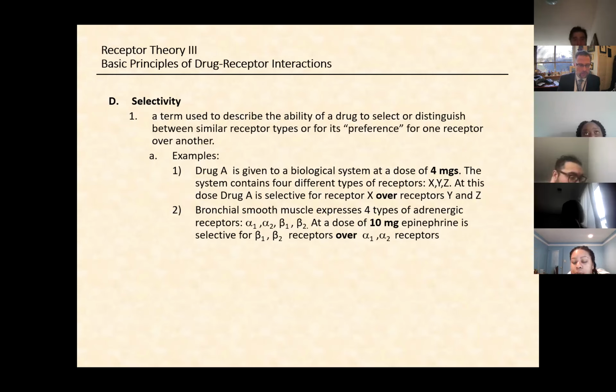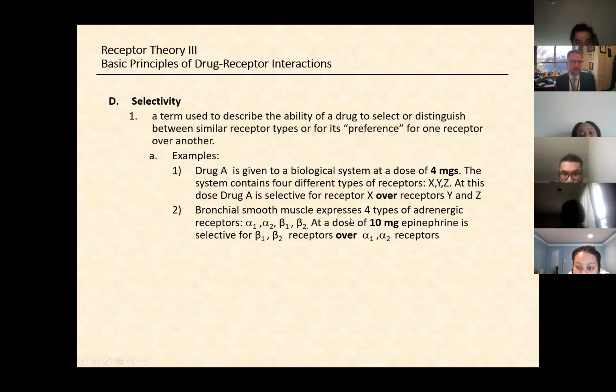Bronchial smooth muscle expresses 4 types of adrenergic receptors, okay? So the smooth muscle in your lungs expresses or produces 4 types of adrenergic receptors, alpha-1, alpha-2, beta-1, and beta-2, okay? If we were to give the patient 10 milligrams of epinephrine at that dose, epinephrine will bind and activate only beta-1 and beta-2 receptors. It will not bind to and activate alpha-1 and alpha-2 receptors.